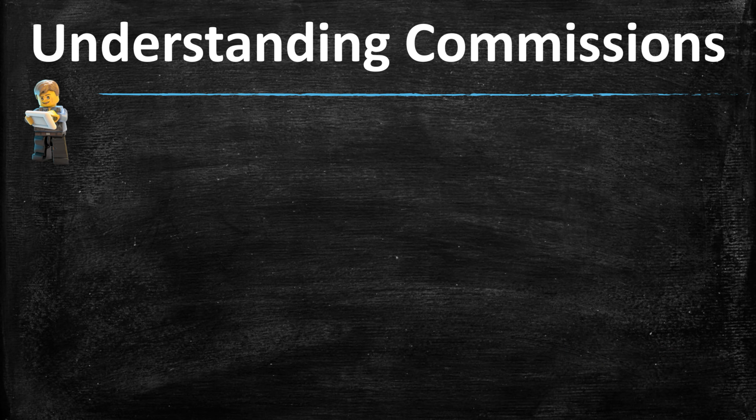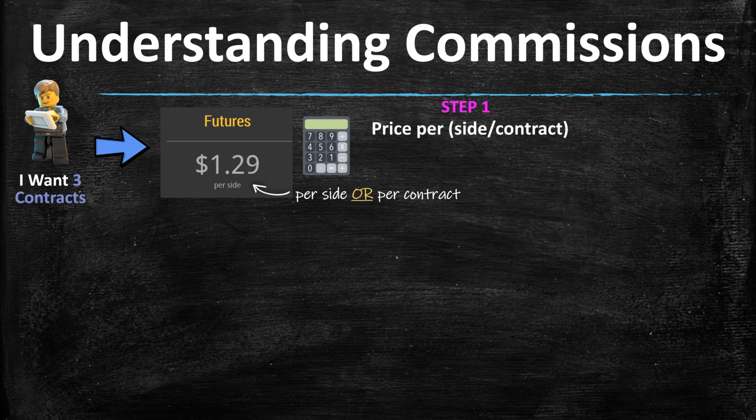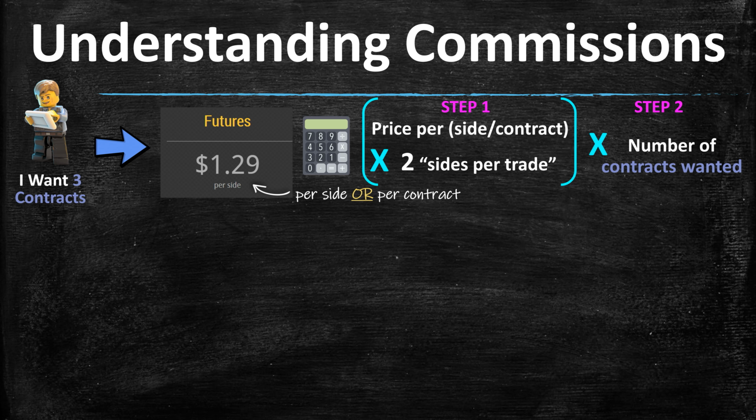So let's walk through a little example here. And let's say that our good friend there wants 3 contracts. And I'm just choosing this one, not because I'm advocating it, but just to give us a baseline to work from. Now remember, per side or per contract, those are the exact same thing. So let's do the calculations here. So how does this work? Well, step 1, we just need to figure out that price per contract, per side, and you want to multiply that by 2, right? Because there's 2 sides per trade, like we just talked about. So just double it by multiplying it by 2. And after you get that number, that's what brings up step number 2, and that is you're going to multiply that by the number of contracts wanted.